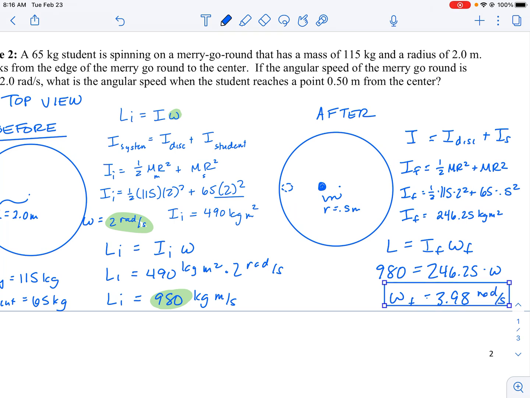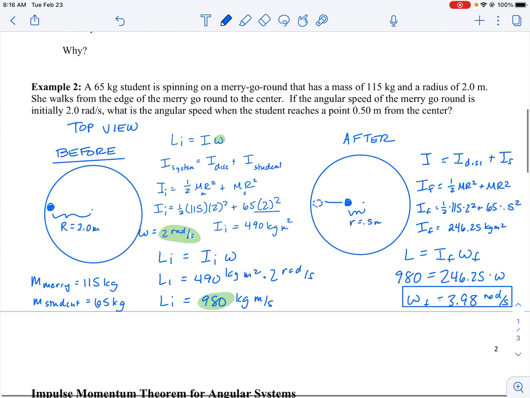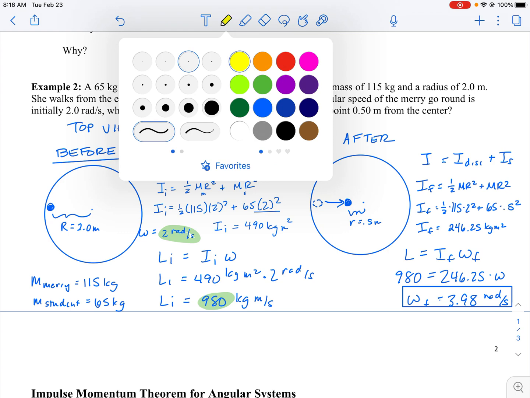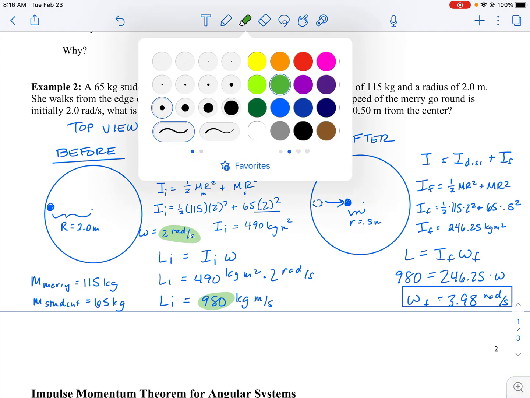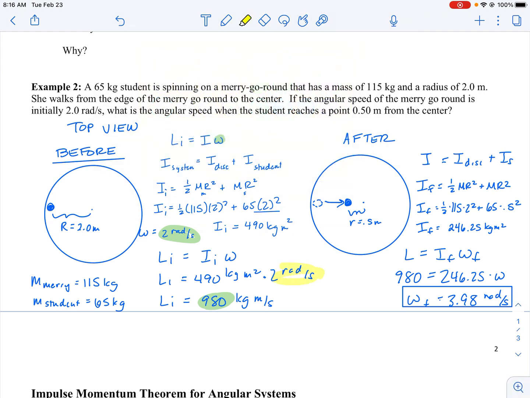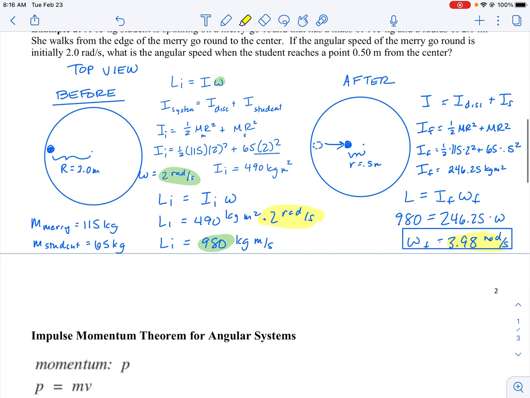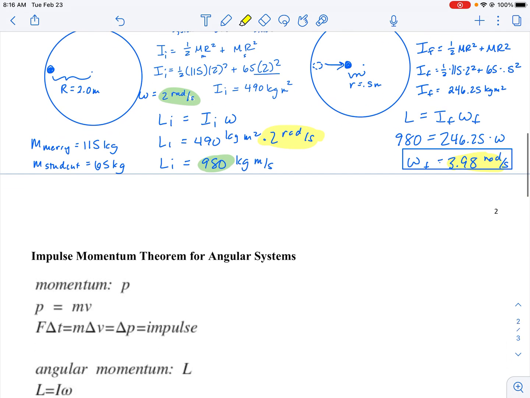So when she walked toward the center, the speed went from 2 radians per second to 3.98 radians per second. So the merry-go-round speeds up.